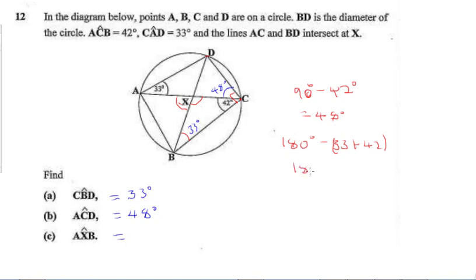So we have 180 minus 33 plus 42. 33 plus 42 gives us 75, right? So 180 minus 75 gives us 105. So we've got 105 there. And to find the angle that's there, we simply say 180 minus 105, which gives us 75. So we've got 75 at angle AXB. So therefore AXB is equal to 75 degrees. Okay, grade 12s.